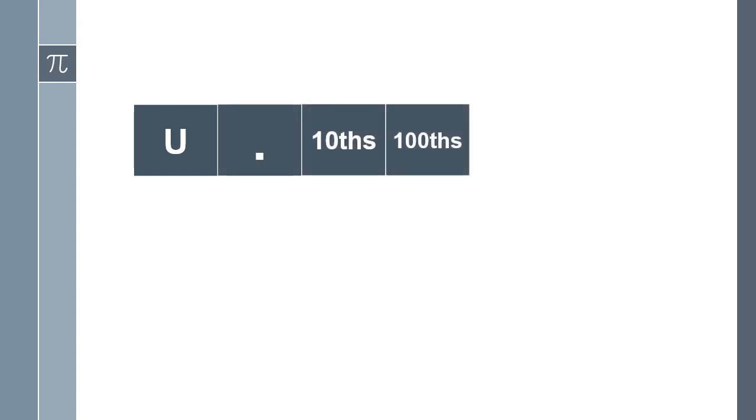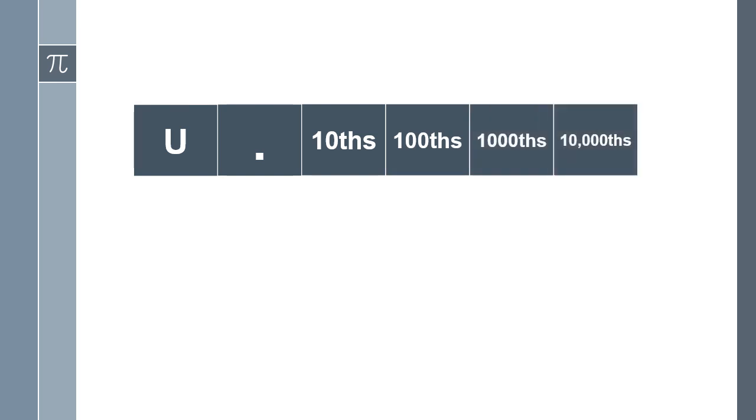So let's have a quick look at decimals. We're going to start this time with a units column, and our decimal point. Then we have tenths, hundredths, thousandths, and 10,000ths. And again, it goes on, but we're just going up to 10,000ths for this video. So in the units column, that represents whole numbers, so that represents ones. Tenths represent 0.1, hundredths 0.01, thousandths are written as 0.001, and 10,000ths are written as 0.0001.